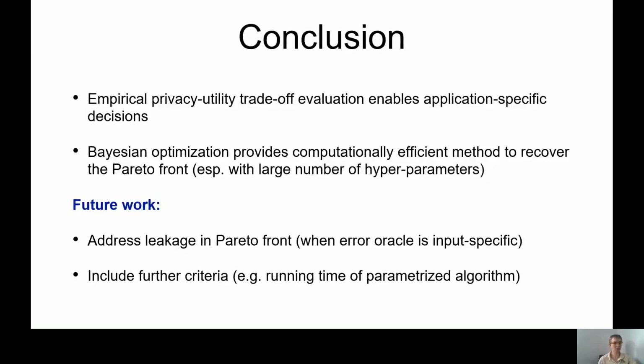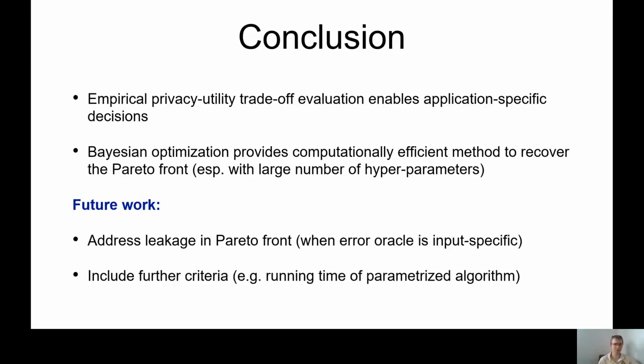Okay, so to conclude this talk, first of all, we think that privacy utility trade-off evaluations are very important to enable application-specific decisions, such as choice of neural network architecture or optimizer. And our results show that Bayesian optimization seems to provide a computationally very efficient method to recover this Pareto front. And this is especially useful when your hyperparameter space is huge.